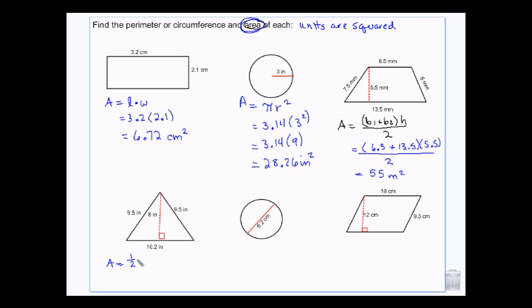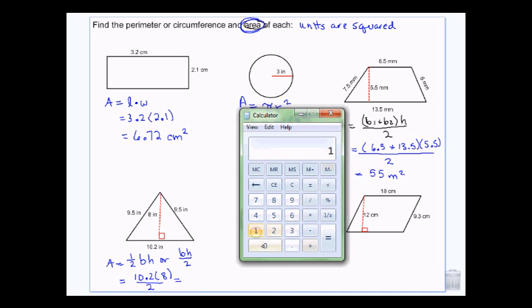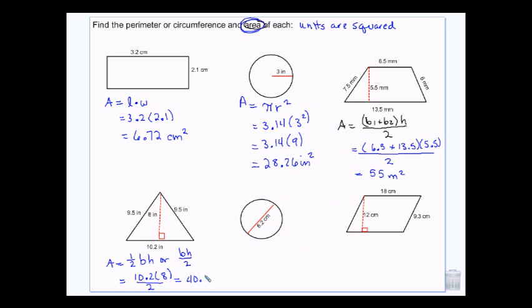Area of a triangle is 1/2 base times height, or you can do base times height divided by 2. So I've got 10.2 times 8 divided by 2. And that's square inches.